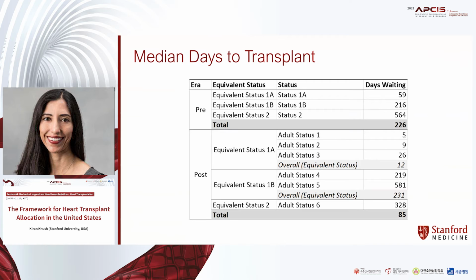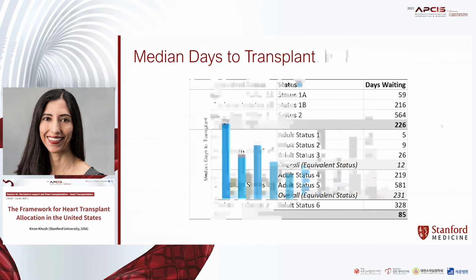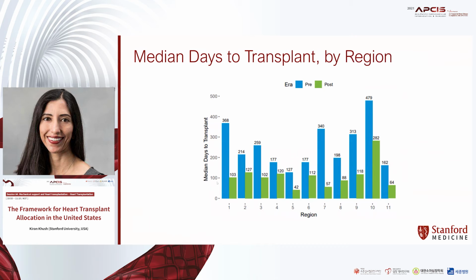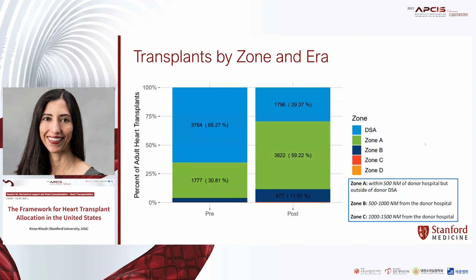Currently, status 1s have a median waiting time of 5 days, status 2 of 9 days, and status 3 of less than a month. And this has been my personal experience at my center, where if we list a patient at status 1 or 2, they're typically transplanted within a week. And so patients do not have to remain on temporary support for very long. This waiting time does vary somewhat across the country, but consistently waiting times for transplant have been decreased significantly.